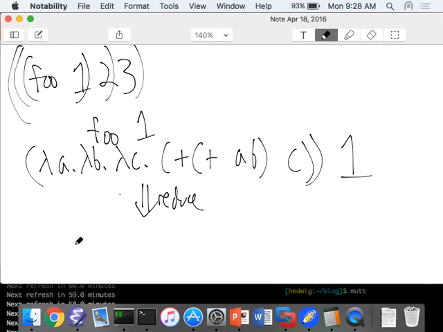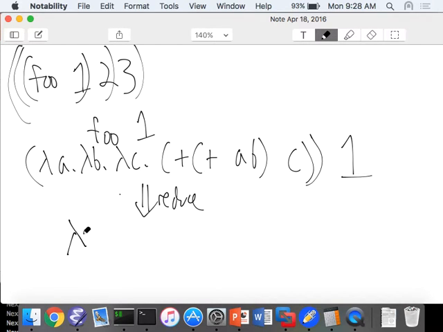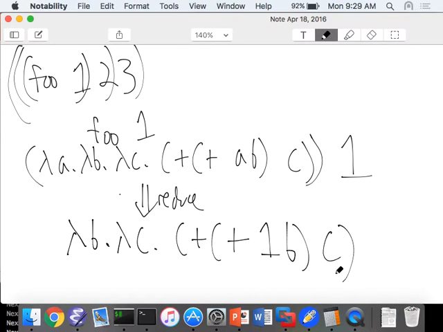Right? So here we have lambda b dot lambda c dot plus plus. Now what do I put in here for a? 1. 1, B, C. Yes? Do you not have to put plus and a in a parenthesis? You do, but I'm ignoring that for now. We're assuming we have a magical plus operator that will do it like this. But if we can show this concept, it should be pretty clear about how plus would work.